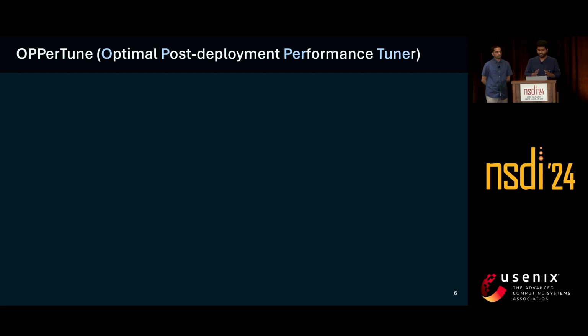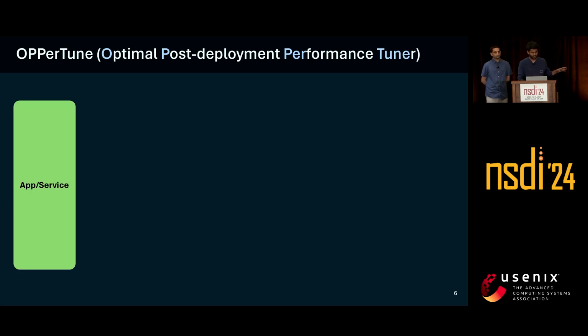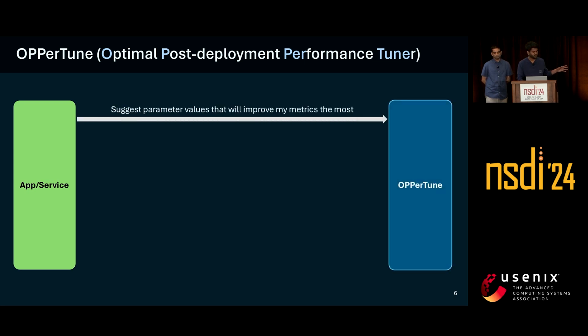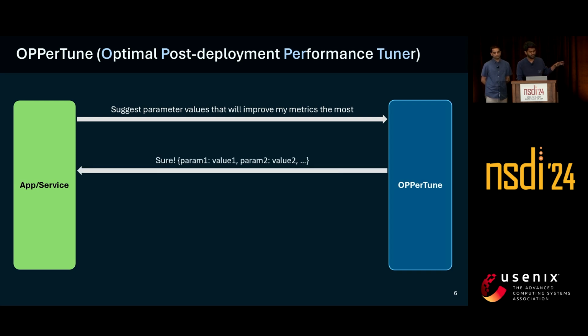Let's look at the high-level idea of how an application can use OPPerTune to tune its parameters. We will look at the internal components of OPPerTune in later slides. The application, which is in deployment, asks OPPerTune to suggest parameters that it believes will provide the best performance. OPPerTune suggests values for each of the application's parameters. The application reconfigures itself to use these suggested values. It also keeps track of how the metrics evolve over time while it is running with this new configuration.